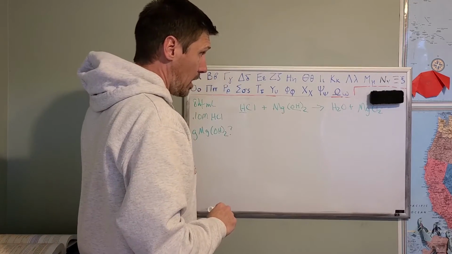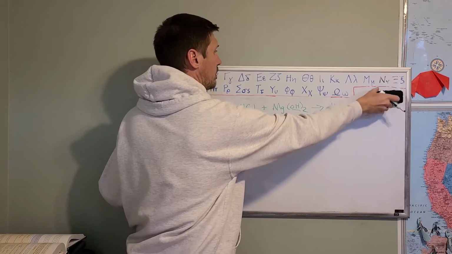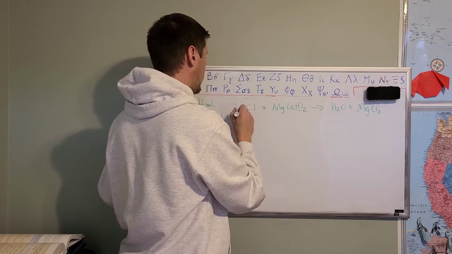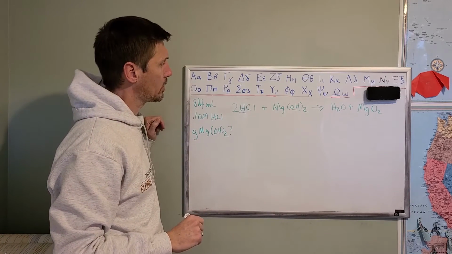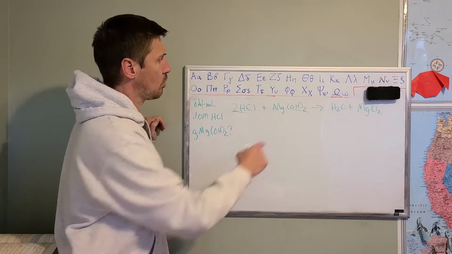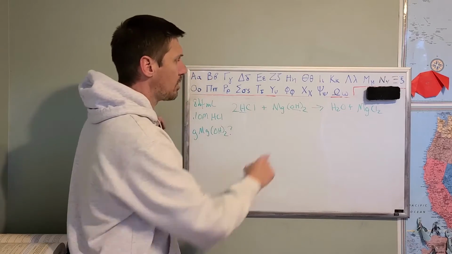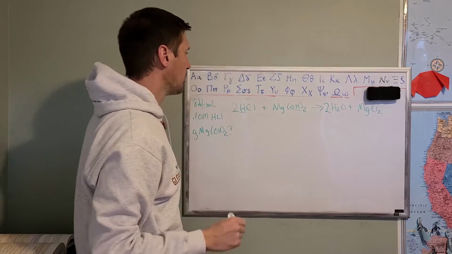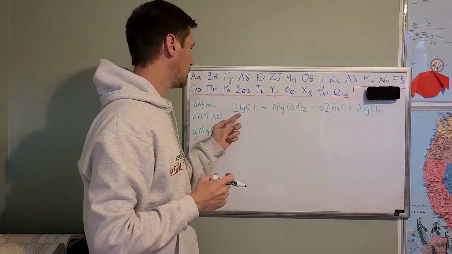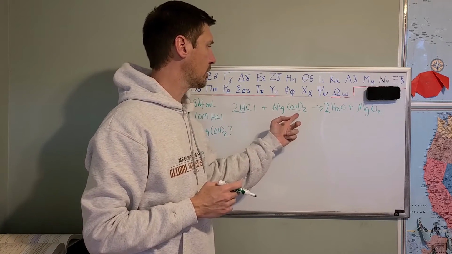We see we've got 2 Cl's here, right? So we're going to have to put a 2 in front of this. We also have, let's see, we got 1 Mg, so that's fine. But we have 2 O's here, right? So we know we're going to need a 2 in front of this. And so Cl's are correct, Mg's are correct, O's are correct.